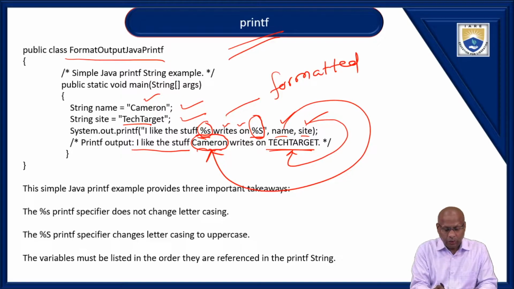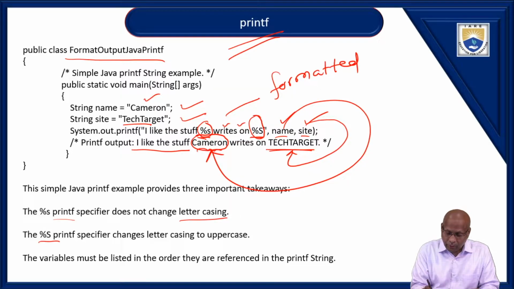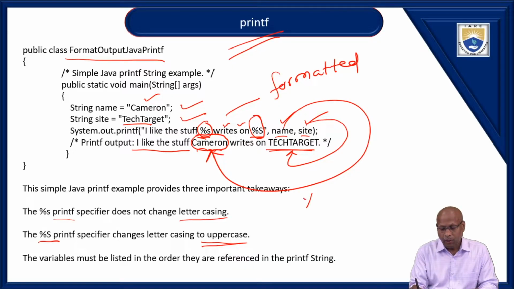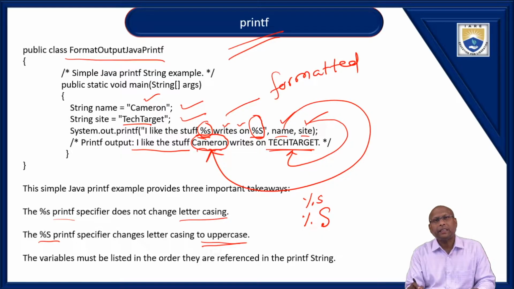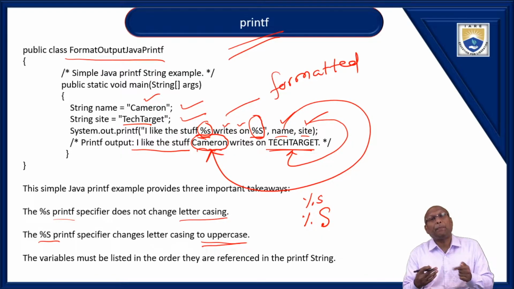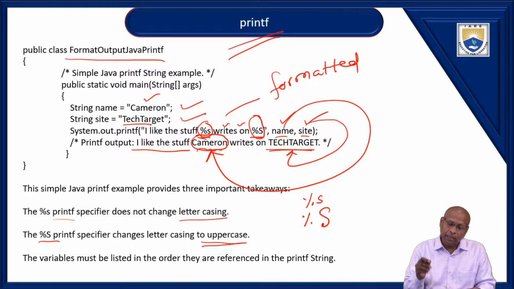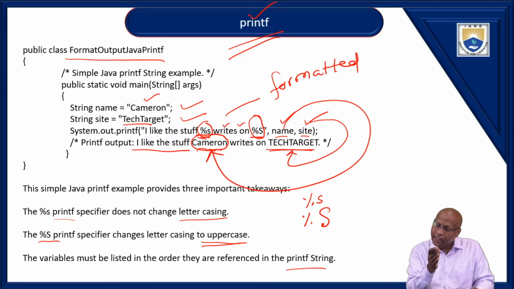Okay. So the %s prints the specified string and does not change the letters, whereas %S converts into uppercase. So remember, you can use lowercase or you can use uppercase. When you say uppercase, the value of the variable will also be displayed in uppercase format. That is possible in the case of the printf method only. The variables must be listed in the order specified in the reference string. So while writing in the printf method, in the same way you have mentioned the %f, the value of the variable will be inserted.